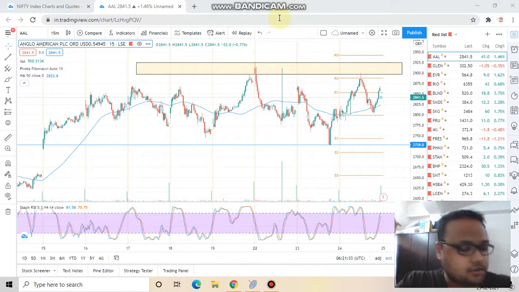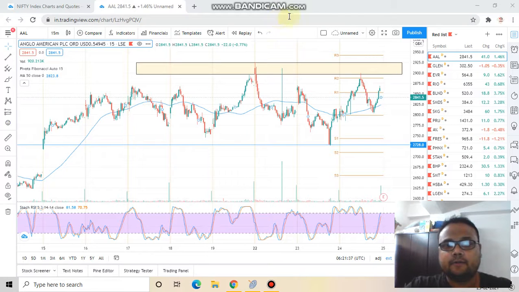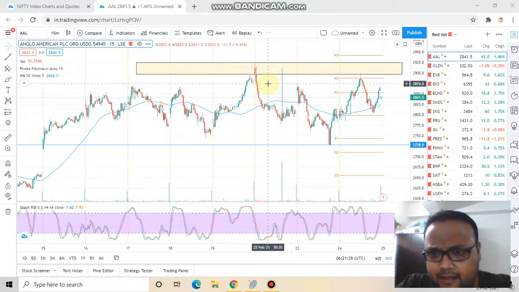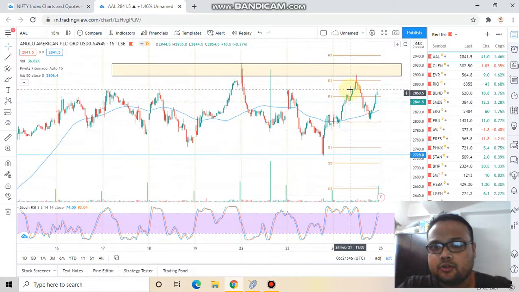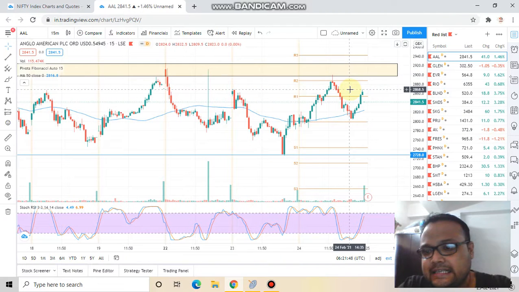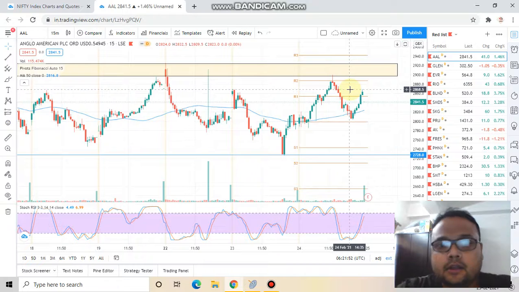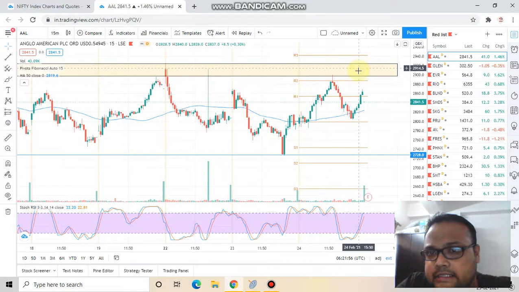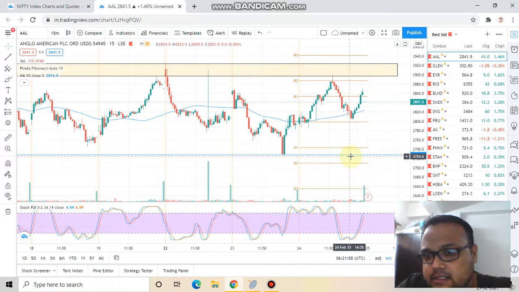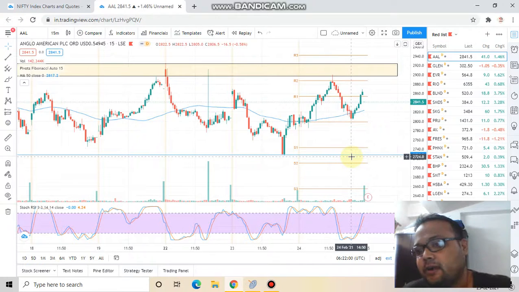Okay, so the first stock that I have is Anglo American. The LTP of Anglo American was 2862. Okay, so on the screen you can see that I have marked down a few levels for Anglo American. So this is the resistance zone and this is the support available for Anglo American.